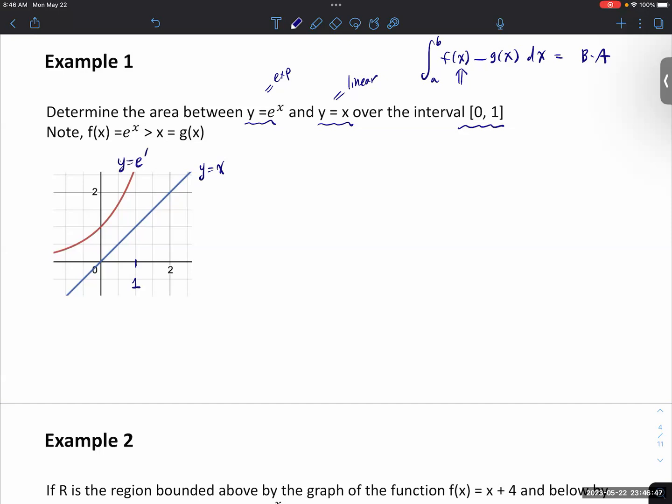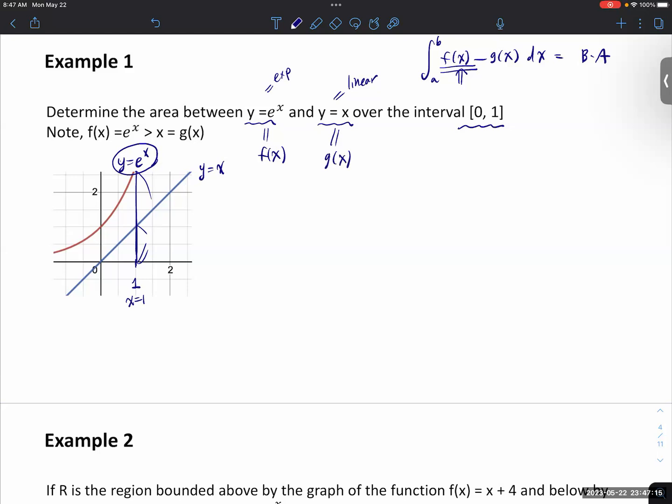This is y equal to e to the x. So when x equal to 1, what happened? Y equal to e to the x is higher than y equal to x function. You can simply compare the height when x equal to 1. So y equal to e to the x is this amount, but y equal to x is only that amount. Therefore, y equal to e to the x is going to be the f function, because the f function should be higher height, and then this is going to be the g function.